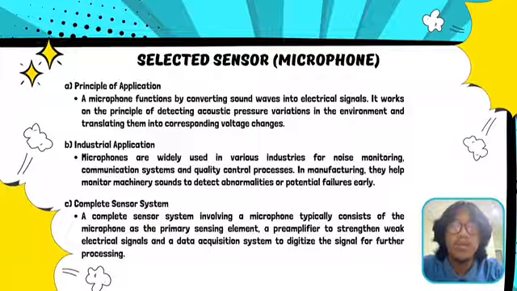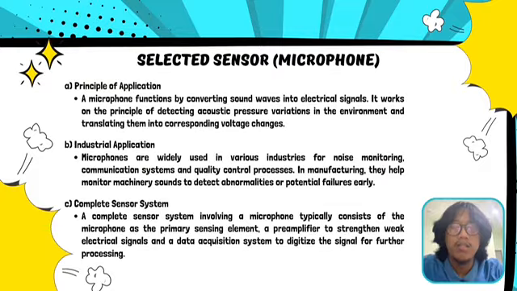Today I will briefly explain the principle of operation, industry application, and the complete sensor system of a microphone. So first, the principle of operation. A microphone works by converting sound waves into electrical signals. It detects variations in acoustic pressure and translates them into the corresponding voltage change, enabling sound to be captured and processed.